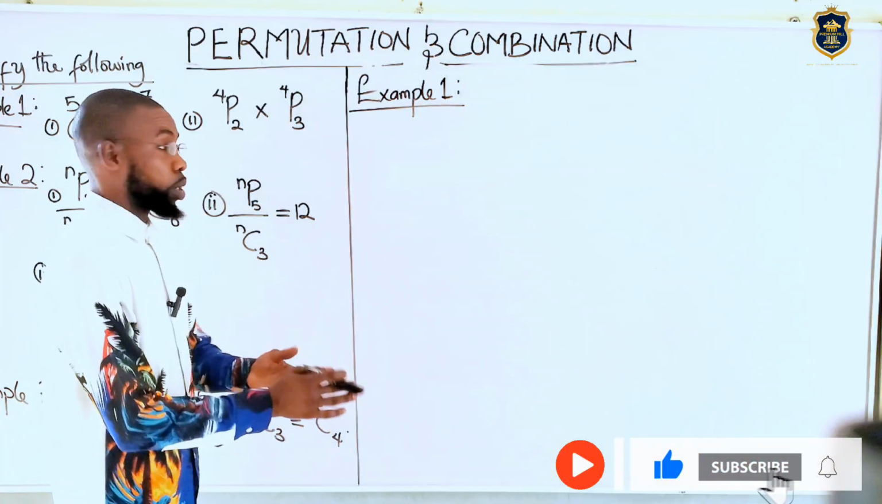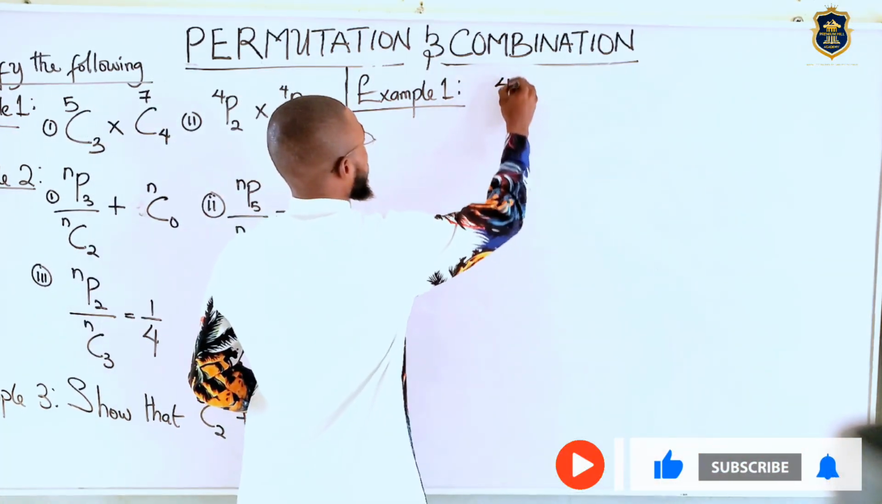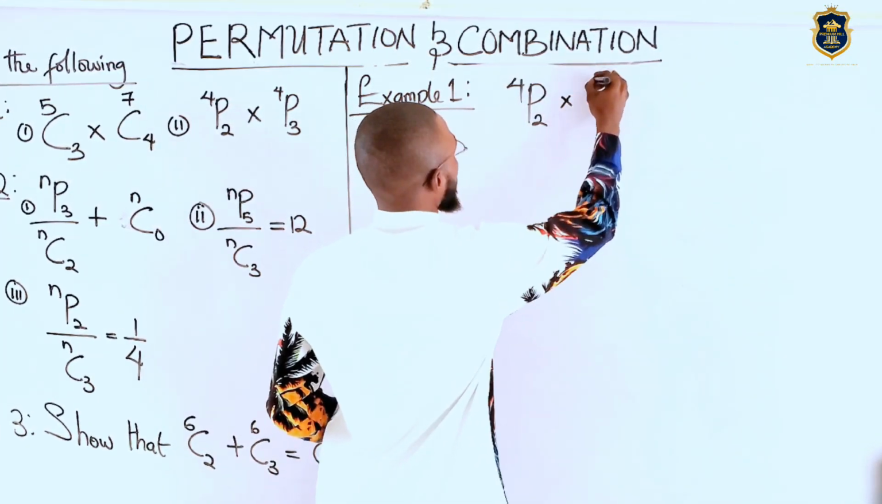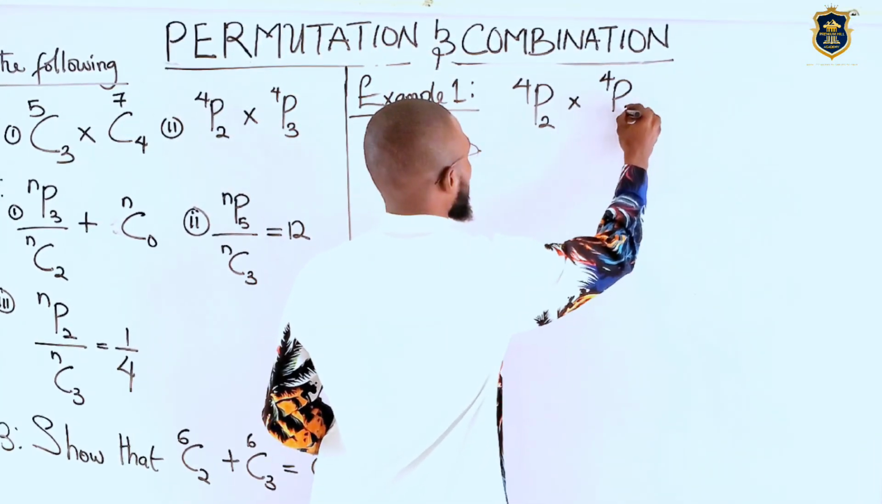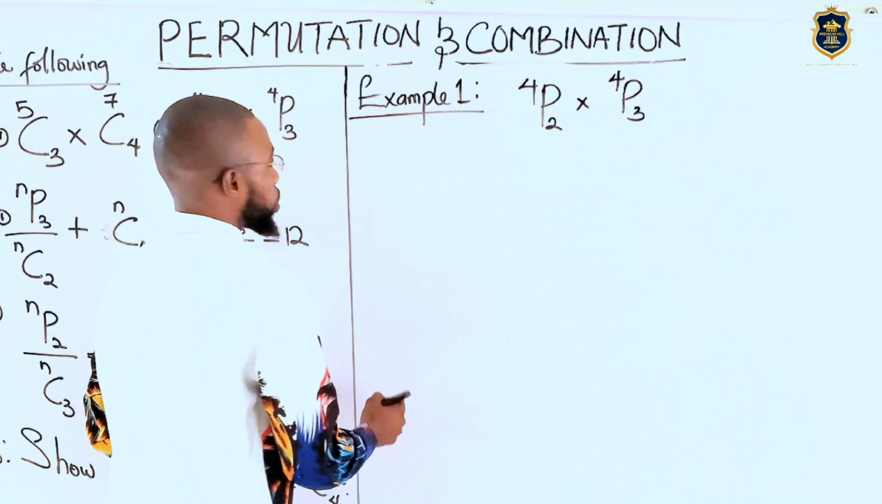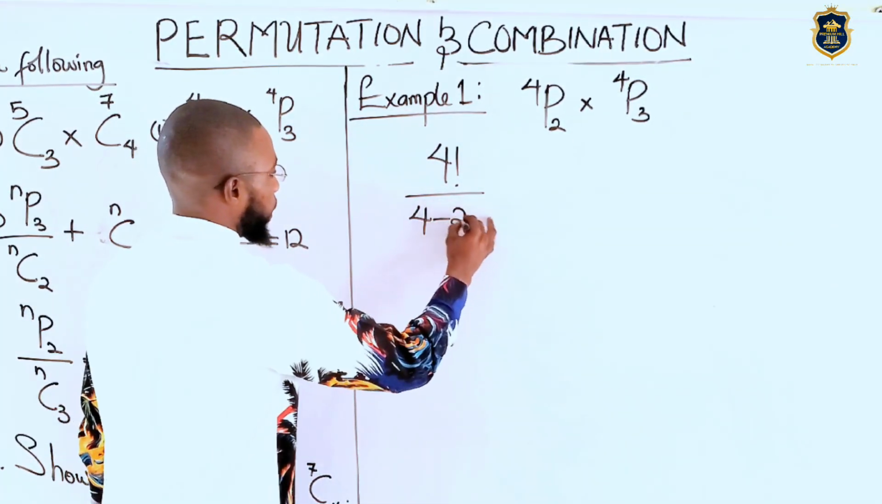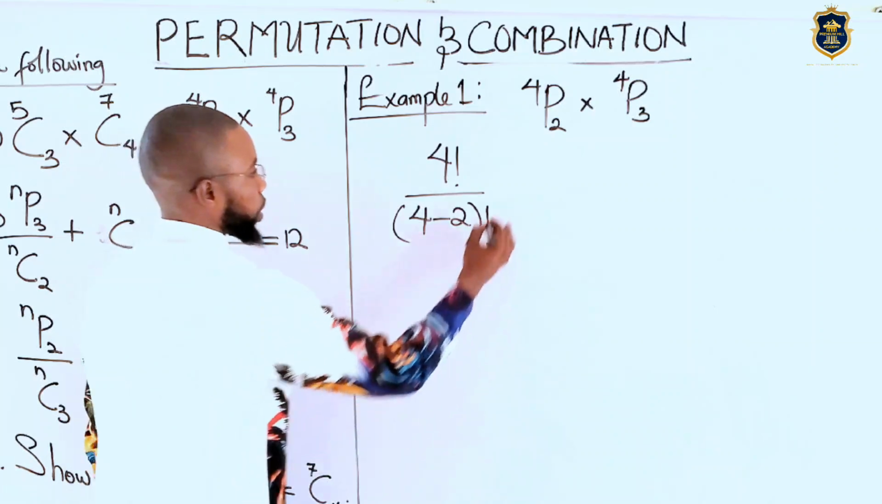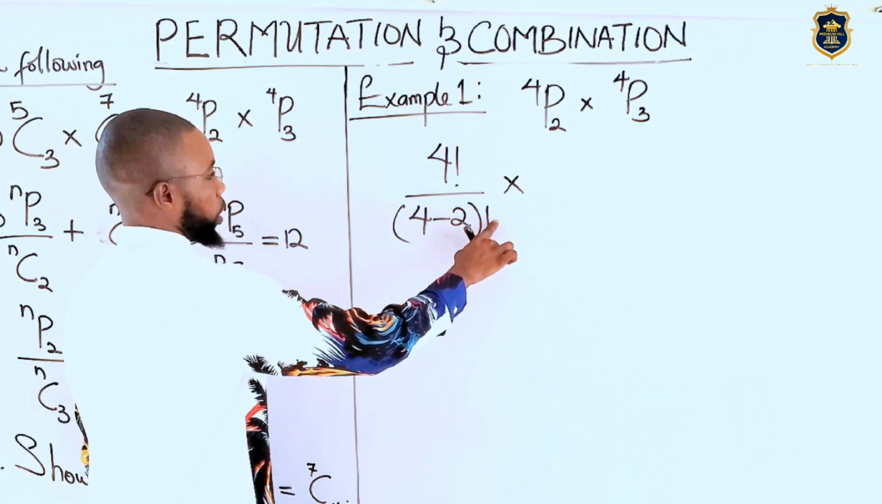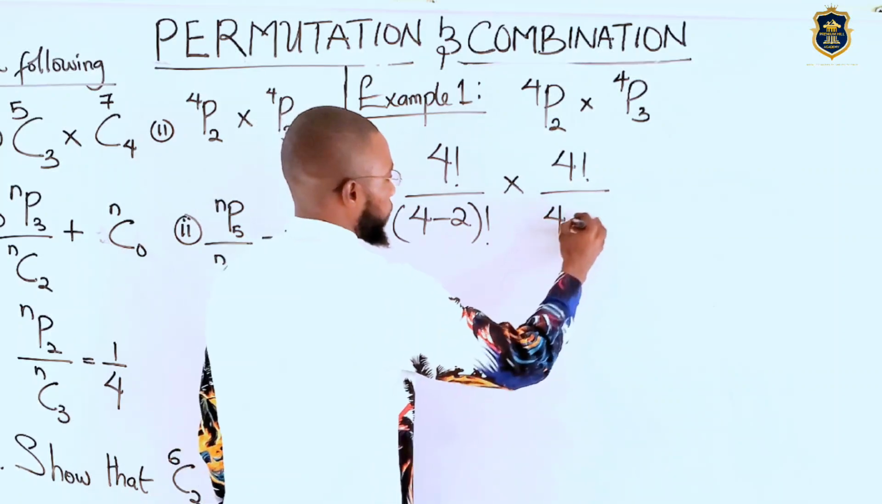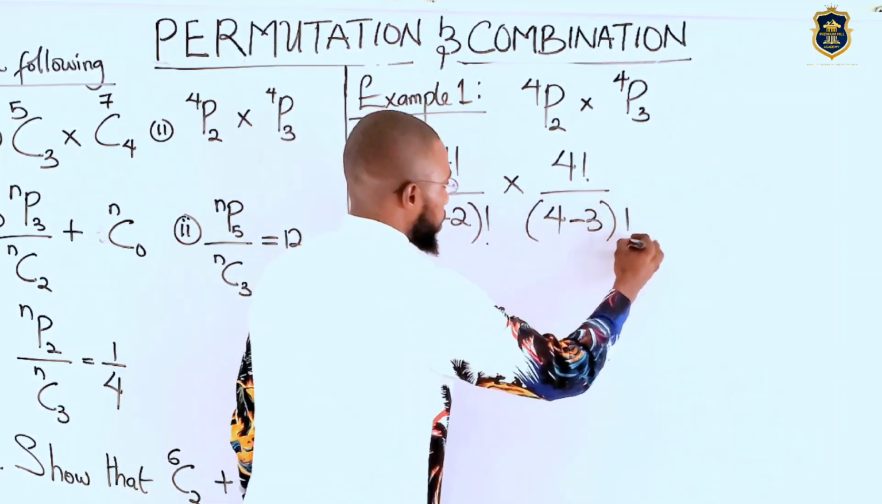All right, so question 2 says permutation 2 times 4 permutation 3. This time we're dealing with permutation, right? So the formula there is 4 factorial over 4 minus 2 factorial. We're not putting any other 2 here, that's for combination. Times 4 factorial over 4 minus 3 factorial.